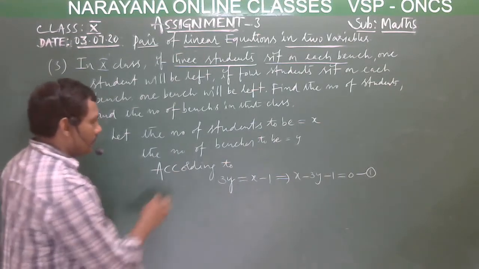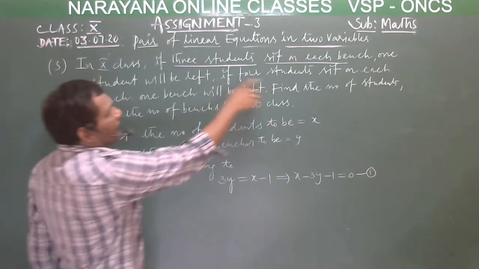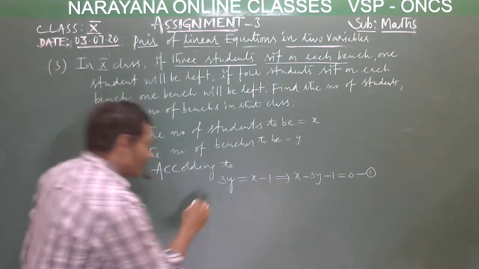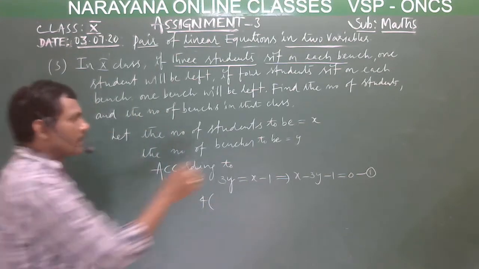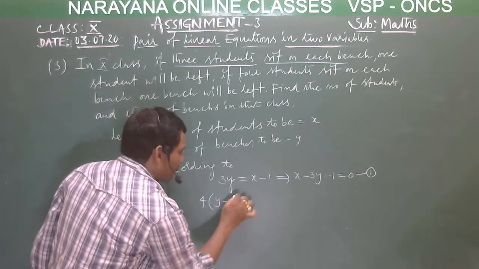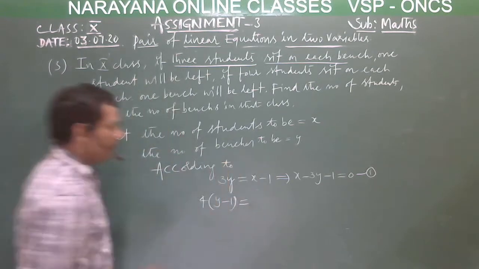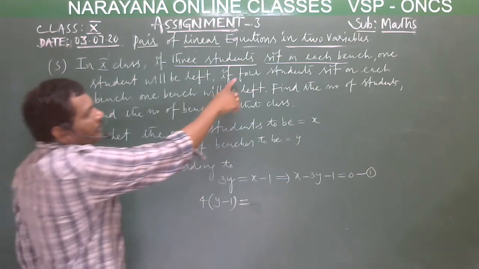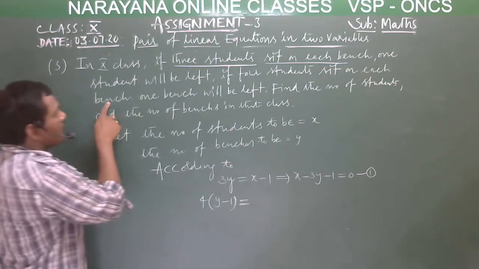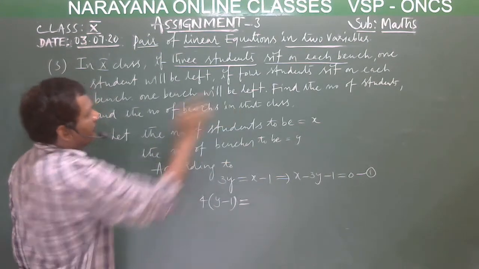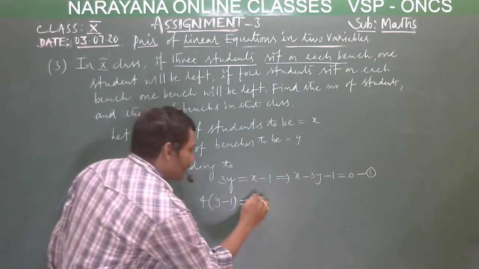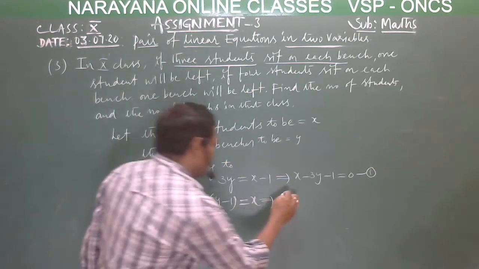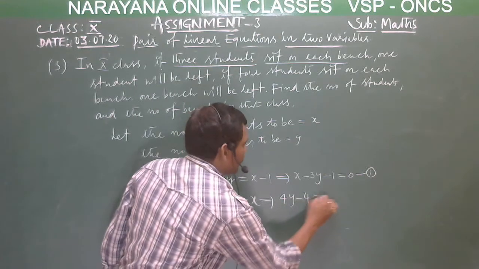Now second one, if 4 students sit on each bench, one bench will be left. So now 4 into 1 bench left means y minus 1, equal to x, since 4 students sit on each bench. So now multiply here 4 into y, 4y minus 4 equal to x.